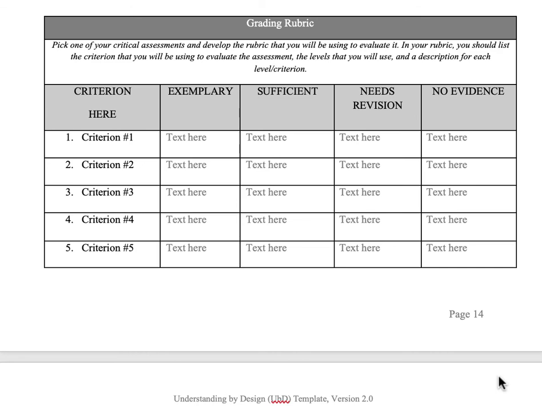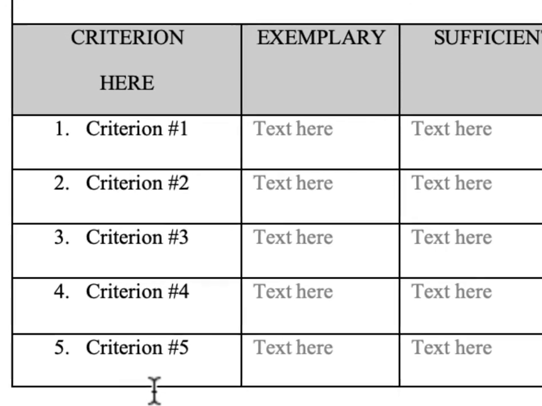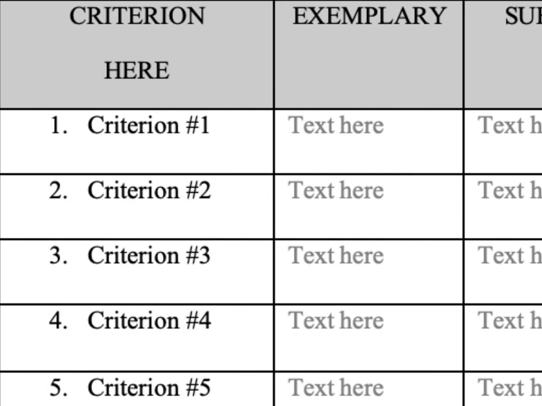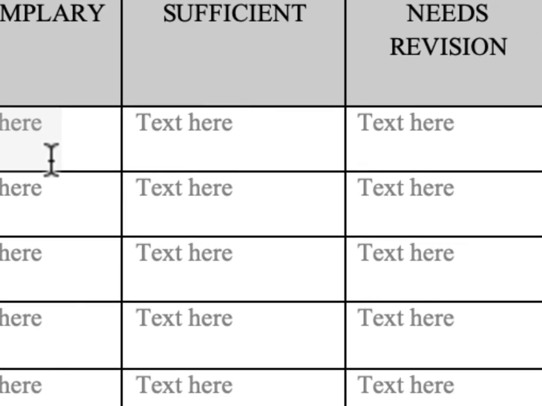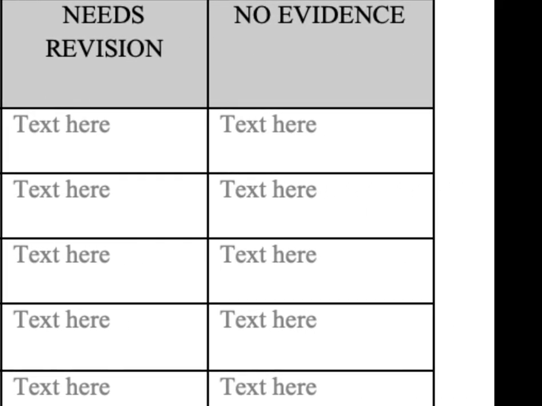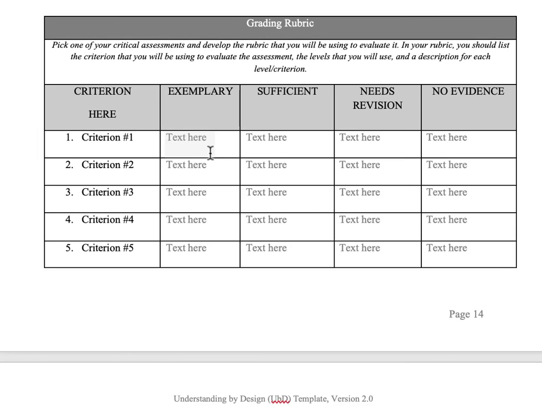It's important here that you use the evaluative criteria that you identified and put it in the left-hand side where it says criterion 1 through 5 for however many pieces of criteria that you have. And then be very specific for what categorizes as exemplary, sufficient, needs revision, and no evidence for every single piece of criteria. This is really important because it allows the students to receive detailed feedback.